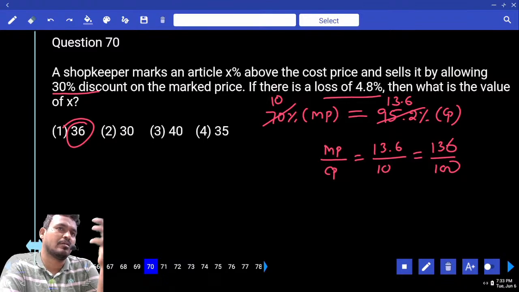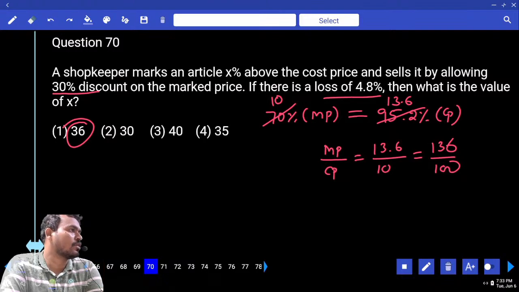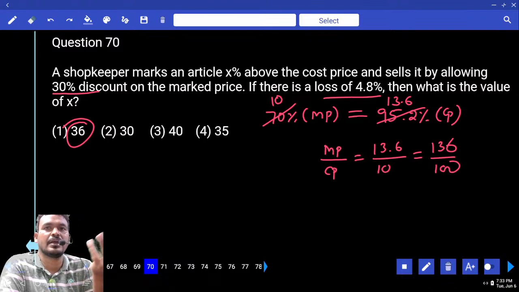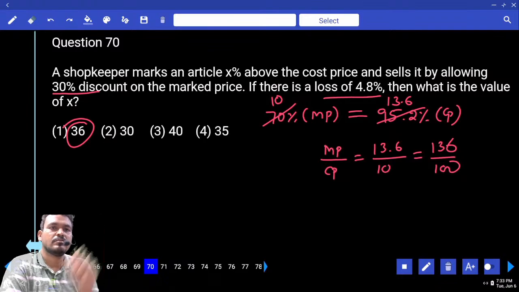4.8% loss means what is the selling price? 95.2. That is considered market price. Reverse is taken, and directly we get the ratio.